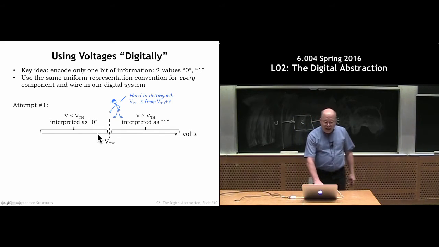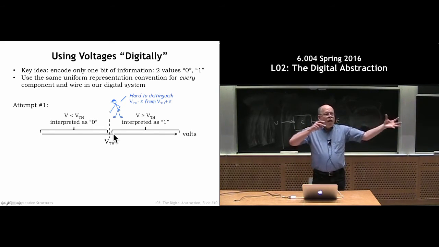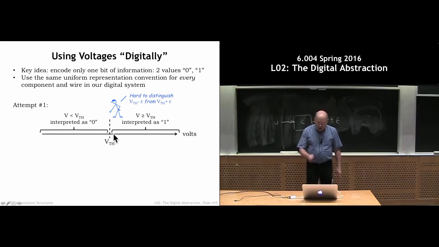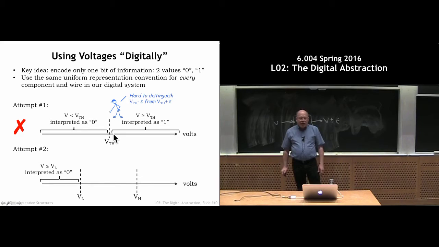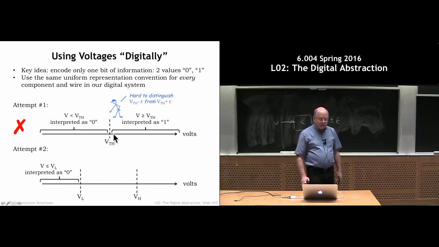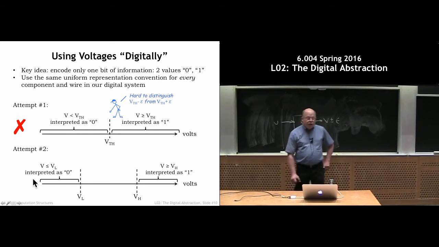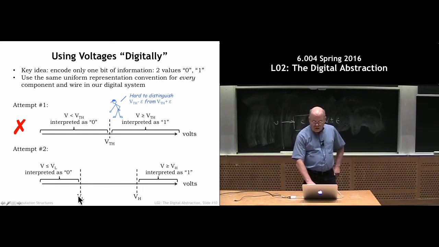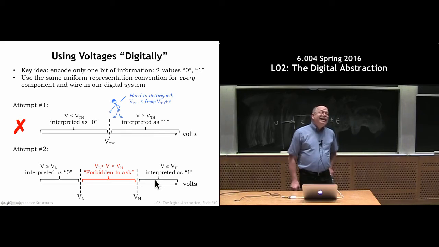So even though we like the idea of a threshold marking the boundary between zeros and ones, we're going to make a small modification and have two thresholds. We're going to have a low logic threshold, V sub L, so V sub low. Voltages less than V sub L are treated as a 0. Voltages greater than the high threshold, V sub H, are treated as a 1. And voltages in the middle we're not going to treat as anything.